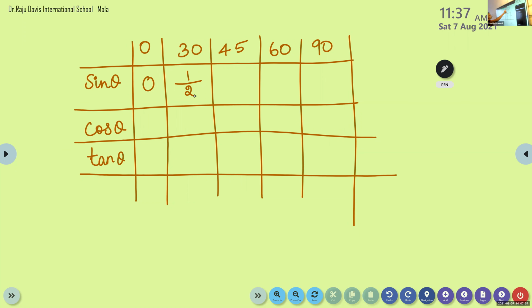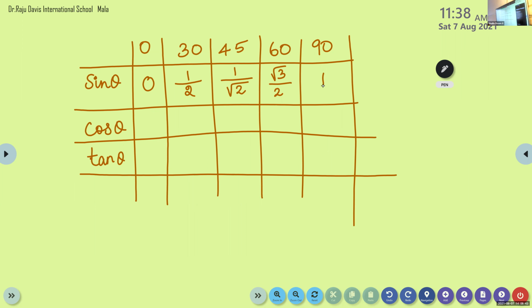If you learn the first row, the remaining you will be able to recall easily. Sin 0 is 0. Sin 30 is 1 by 2. Sin 45 the value is 1 by root 2. Sin 60 it is root 3 by 2. And sin 90 it is 1. We have to learn these values by heart.